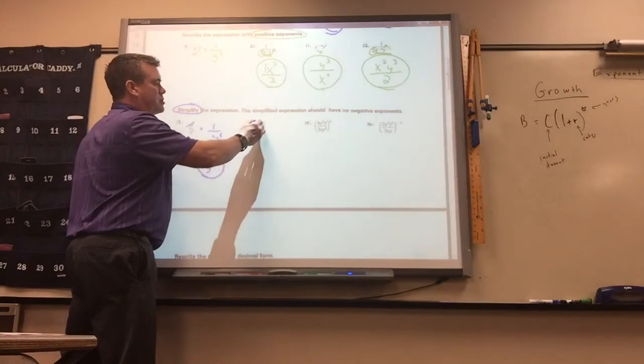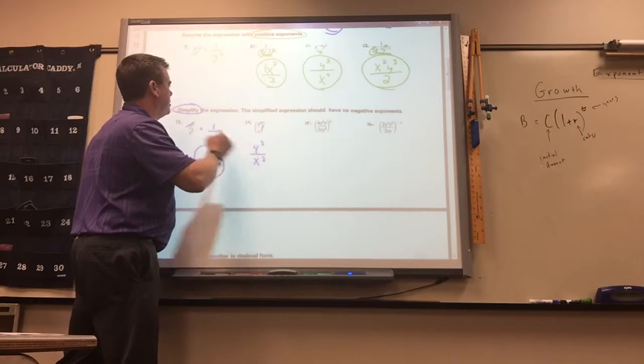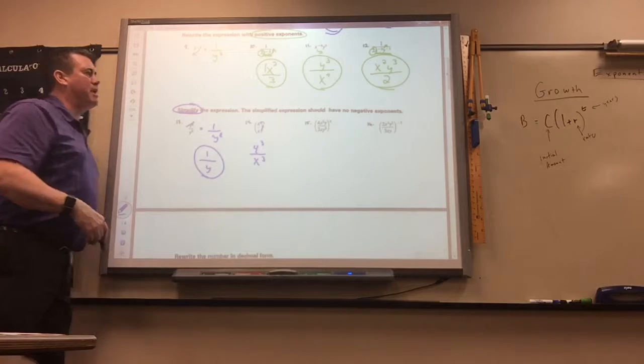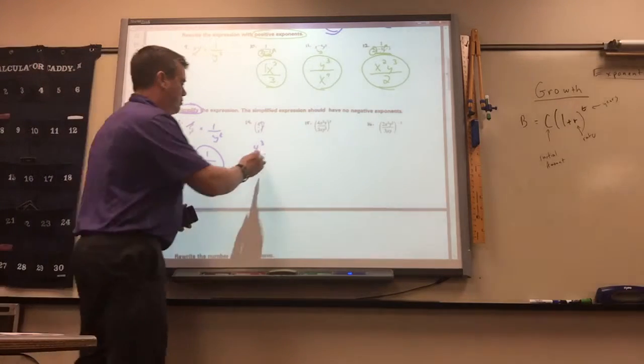This one, all we gotta do is cube both of these. So it'd be 4 cubed over X cubed. And since it says to simplify, you'd wanna figure out what 4 cubed is. 64.